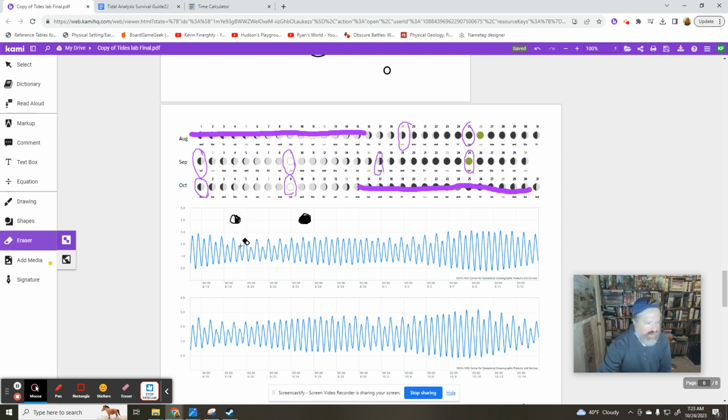So here at the quarter moon, the range is lower. Here at the new moon, it's higher. Next quarter will be right about there. The full will be right about there. And that's all you've got to notice: where the range goes up and down with those.